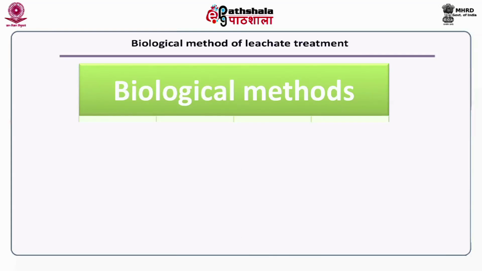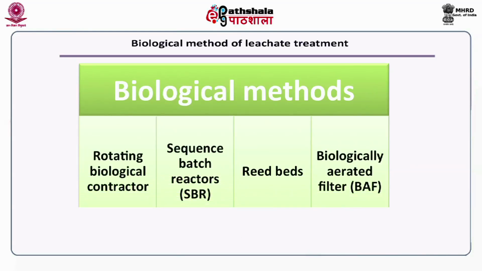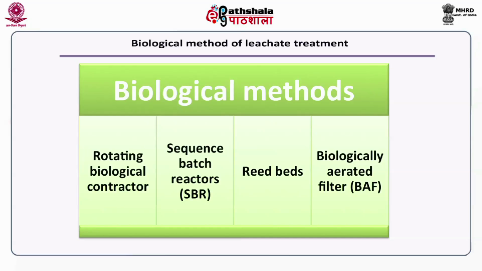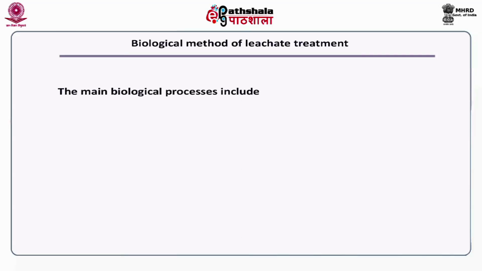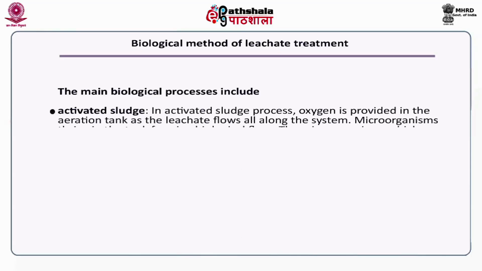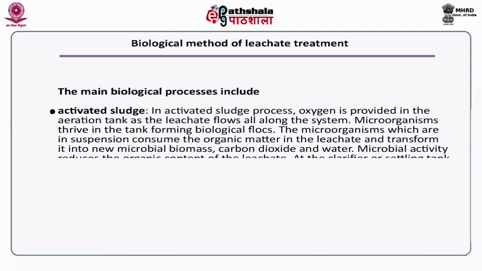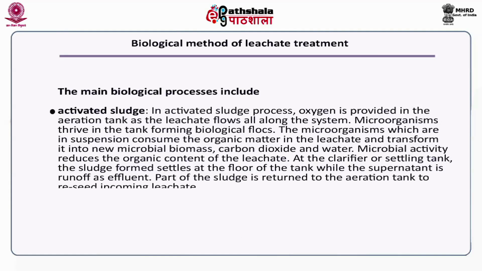Now, under the biological methods, in this figure you can see there are different methods available. A few of the methods mentioned in this slide are, for example, rotating biological contactors, sequencing batch reactors, reed beds, and biological aerated filters. These are a few of the reactors used for treating leachate, in addition to the activated sludge process. Now, let us look into each of these in detail. Under the biological methods, the main biological process used for leachate treatment is the activated sludge process, also called ASP. Now, do you know what an activated sludge process is?